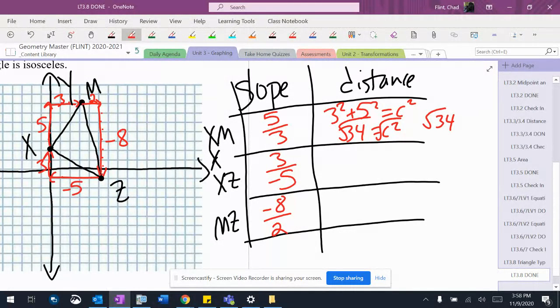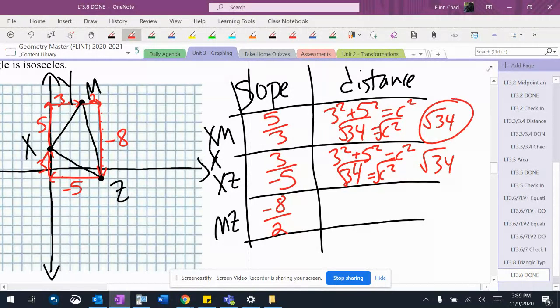Okay, xz is again 3 squared and 5 squared again. Now, if you reduce any slopes in this column right here, I'll highlight it for a second. If you reduce any slopes in that column, make sure that you don't use those numbers to do the Pythagorean theorem. Make sure you go back to the original graph and use those numbers to do the Pythagorean theorem, or it'll mess up your distances. So this is going to be 34 again.